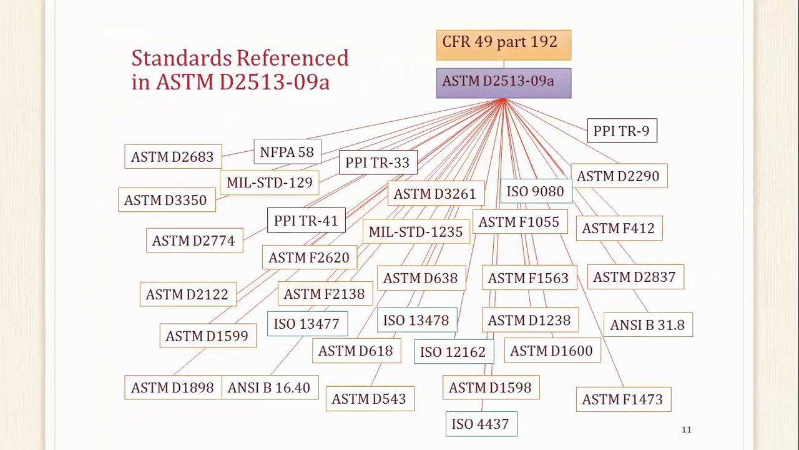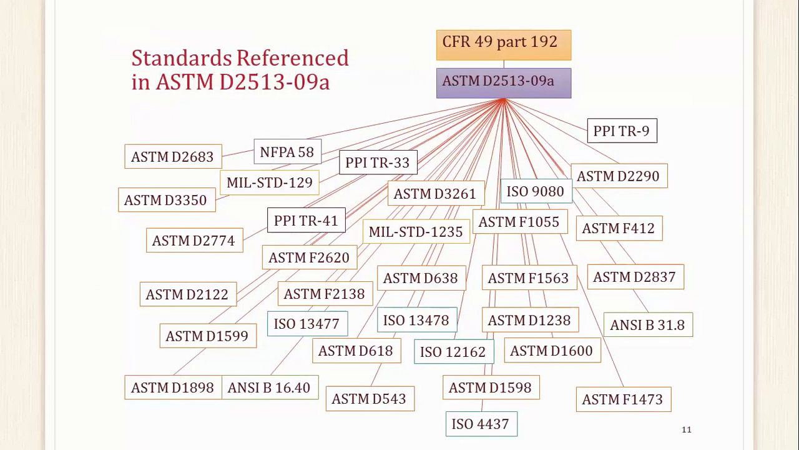To kind of give you how complex this gets, 192 is 152 pages. Okay? If you took just the ASTM D2513-09A, which is your plastic pipe standard, if you just took that one document and all the additional standards that are referenced within it, it's over 1,000 pages by itself. And we incorporate 3 different documents there. Okay? So this gets really, really deep really quickly.